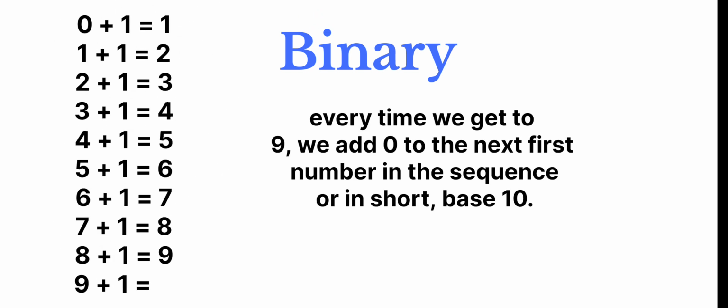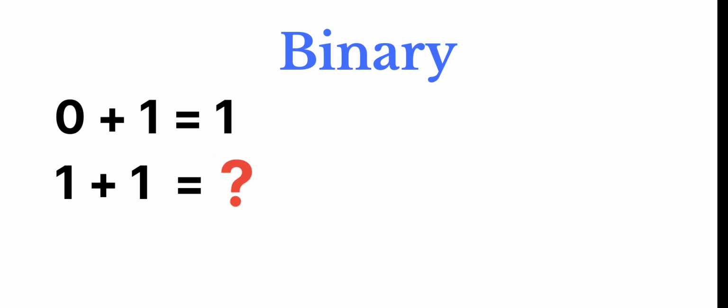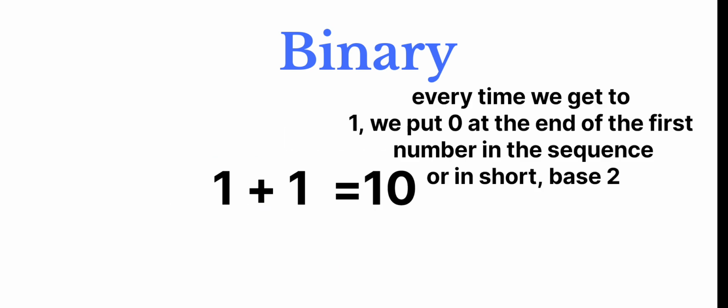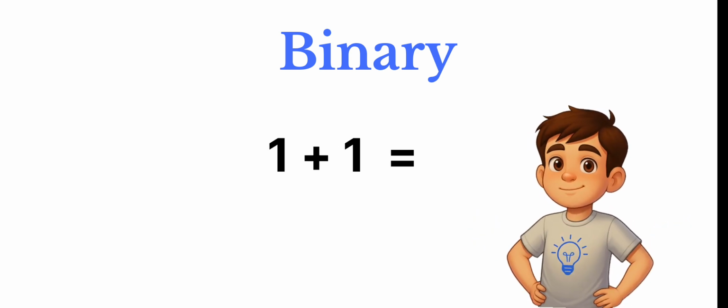So just like in our system, when we run out of digits at 9 and have to roll over to 10, 1 ten and 0 ones, binary runs out of digits at 1. To write the number 2, it has to roll over. It becomes 10, meaning 1 two and 0 ones. So when you ask a computer what is 1 plus 1, the real answer is 10.